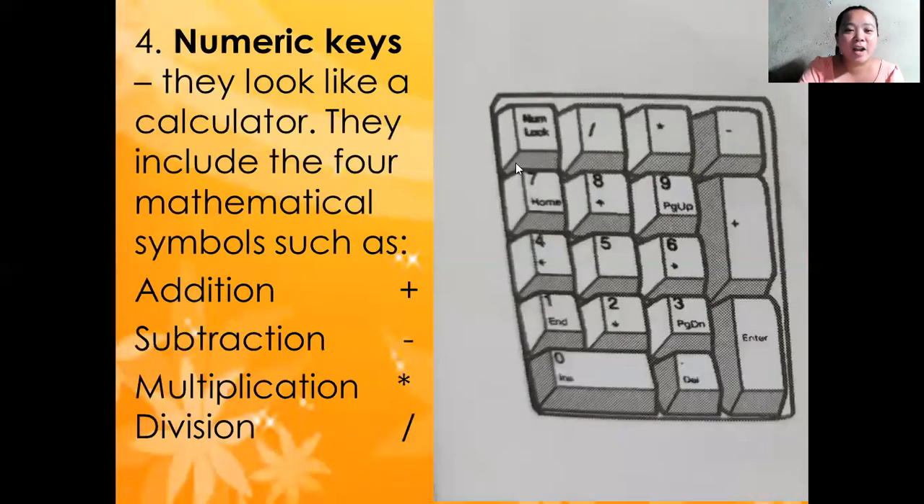Okay, for our number 4, the last one, the numeric keys, they look like a calculator on the side. They include the 4 mathematical symbols such as addition, subtraction, multiplication, and division. For multiplication, we usually use X, right? But here in our numeric keys, we use the asterisk. And the division is this one.